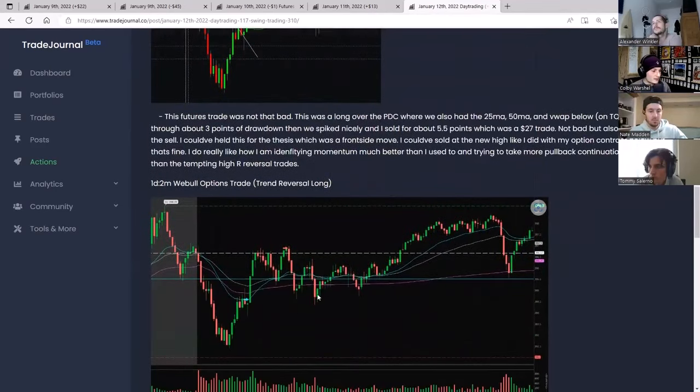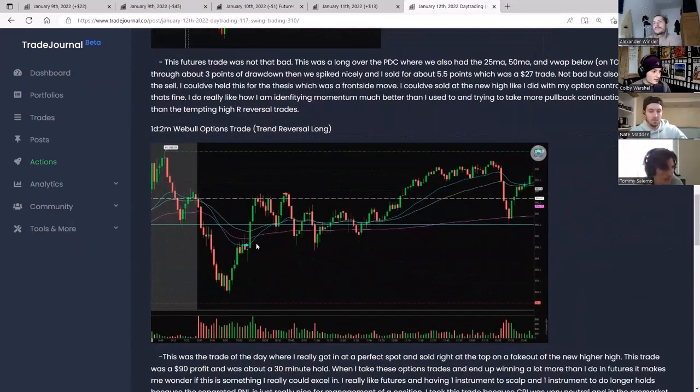And I took an options trade right here. This is my best trade of the week. Honestly, probably one of my best trades in a long time. But I got long right before this huge spike, which is still scary because this is a 25 moving average, the 50 moving average, and VWAP and previous day close right above me. So I took a long. Immediately I was right, and it was a 45 delta, which is 45 shares basically on the SPY. And immediately I was up 2 points and up like $60 or $80 right here.